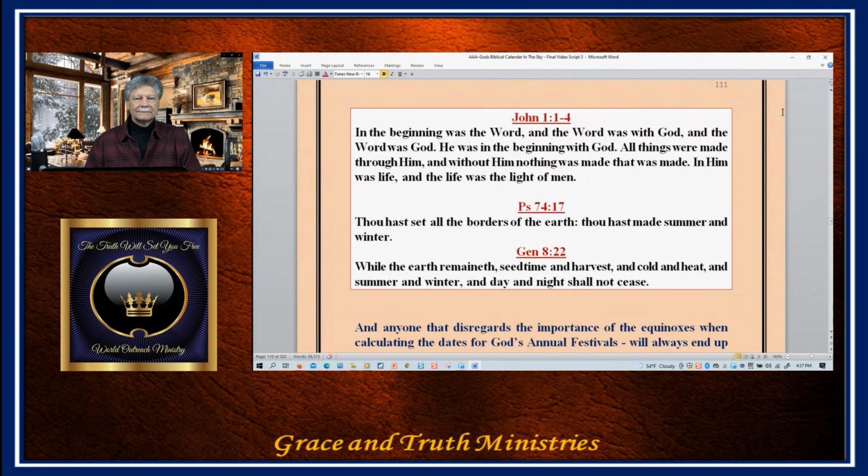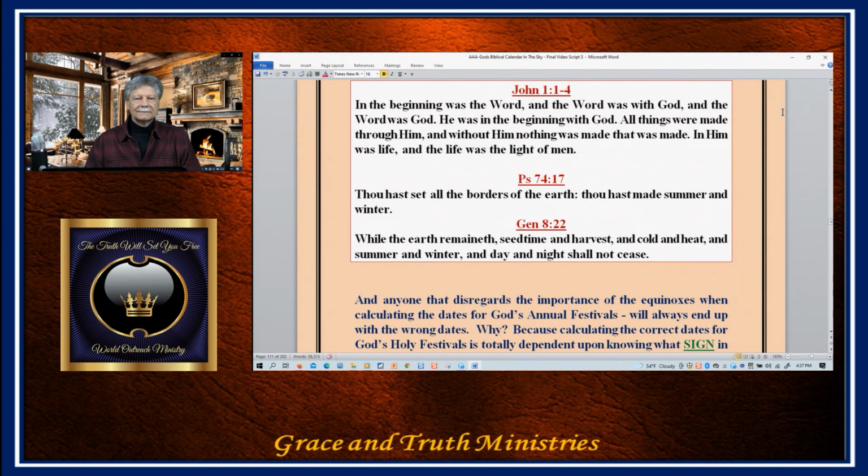Let's take a look at a couple of scriptures here. John 1:1-4. In the beginning was the Word. The Word was with God, and the Word was God. He was in the beginning with God. All things were made through him, and without him nothing was made that was made. In him was life, and the life was the light of men.